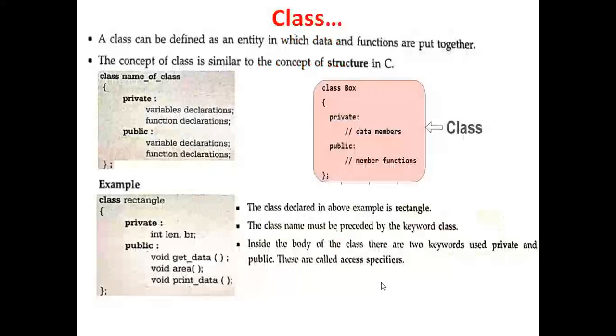Now, what is a class? A class can be defined as an entity in which data and functions are put together. Data as well as functions and many other things, such as variables, can be kept in one class. Here you can see the basic structure of a class, which consists of access specifiers. Also, some variables are declared as well as some functions are declared.